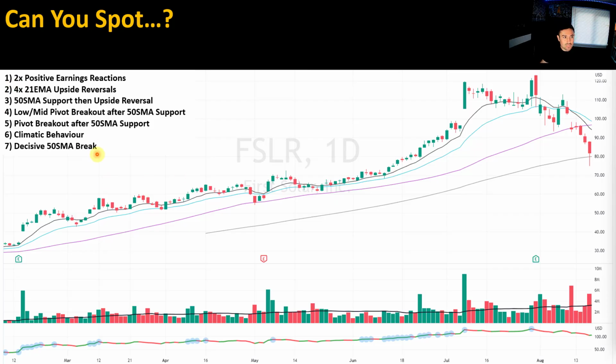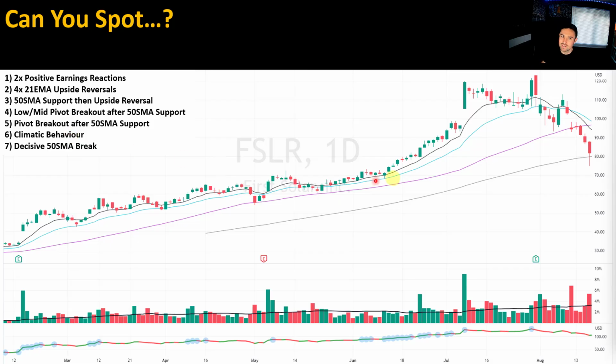So, a couple of things to spot. Can you spot the two positive earnings reactions? Hopefully they should be fairly easy, but here we go. This is now getting into it. Can you spot the 4 21 EMA upside reversals? Can you spot the 50-day SMA support and then the upside reversal bar? Can you spot the low mid pivot breakout after the 50 SMA support? Can you spot the pivot breakout after the 50 SMA support? Can you spot the climactic behavior?